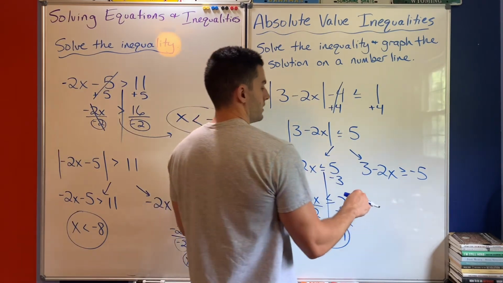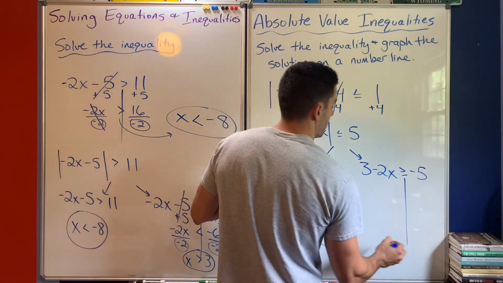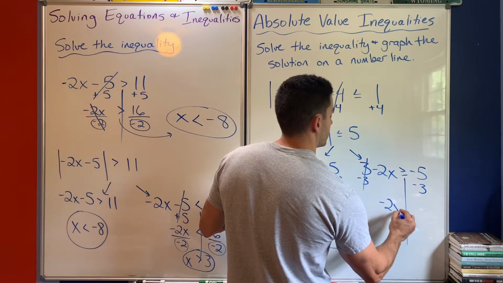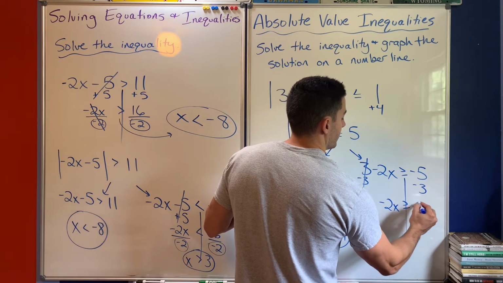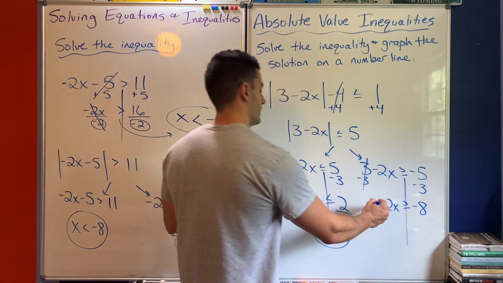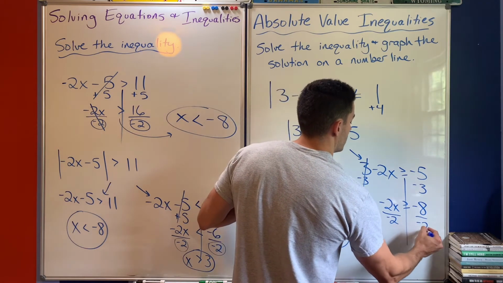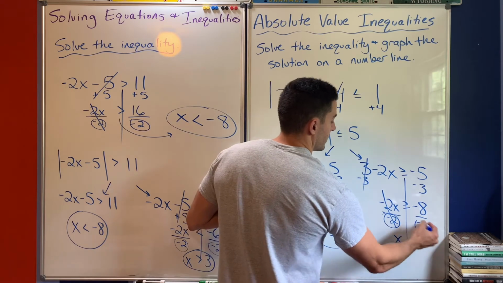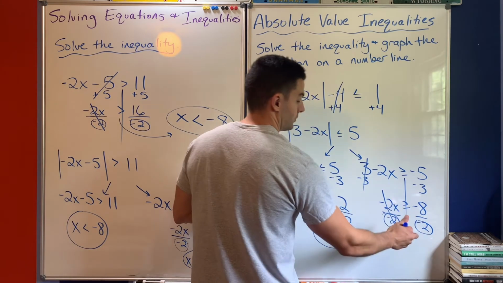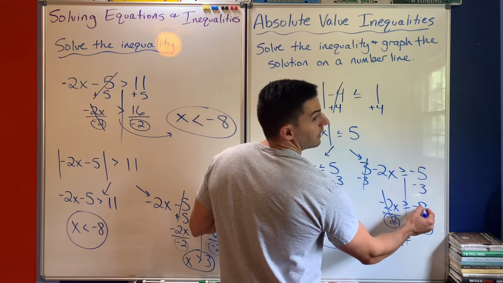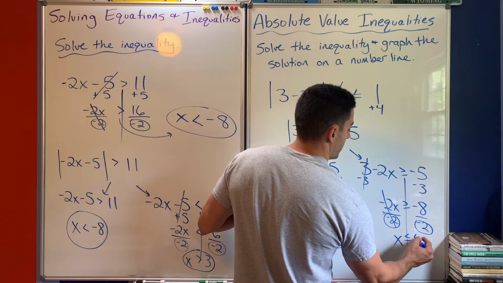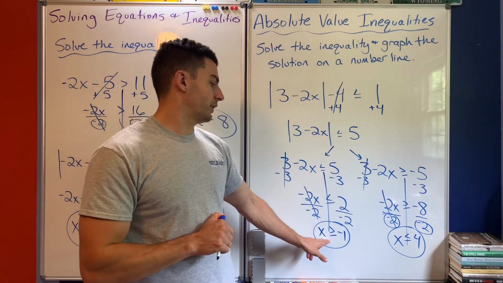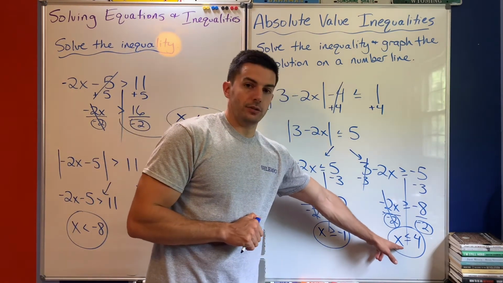And then for this one, same thing. I get the x by itself, so I minus 3 from both sides. Negative 2x is greater than or equal to negative 8. Then I divide by negative 2 to get x. Again, I divided by a negative, so that flips this inequality sign from greater than or equal to, to less than or equal to. Negative 8 divided by negative 2 is positive 4. So those are my two different solutions: x is greater than or equal to negative 1, and x is less than or equal to 4.